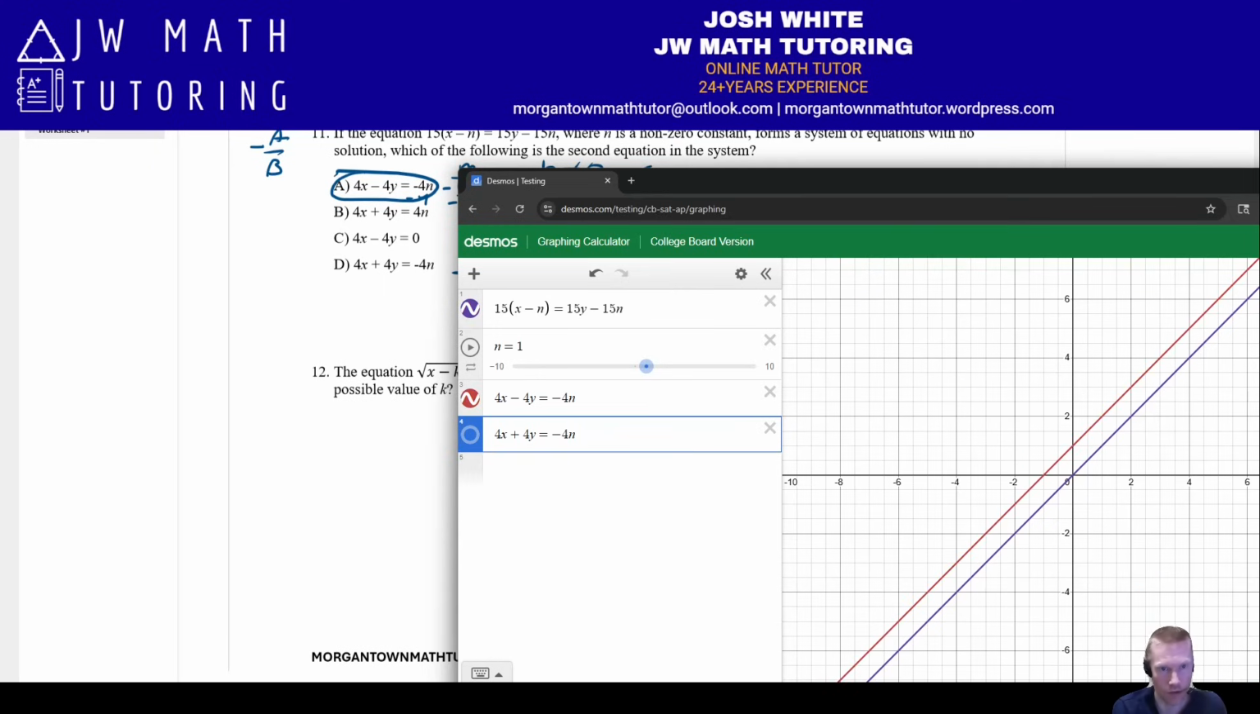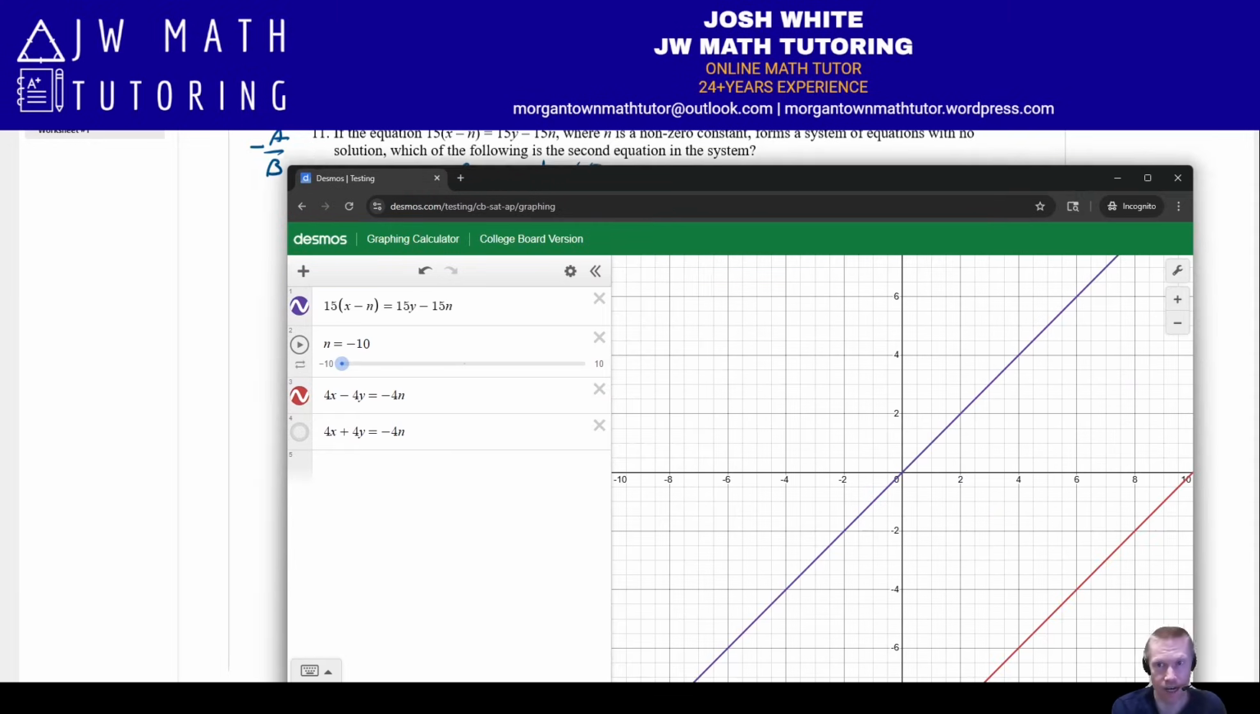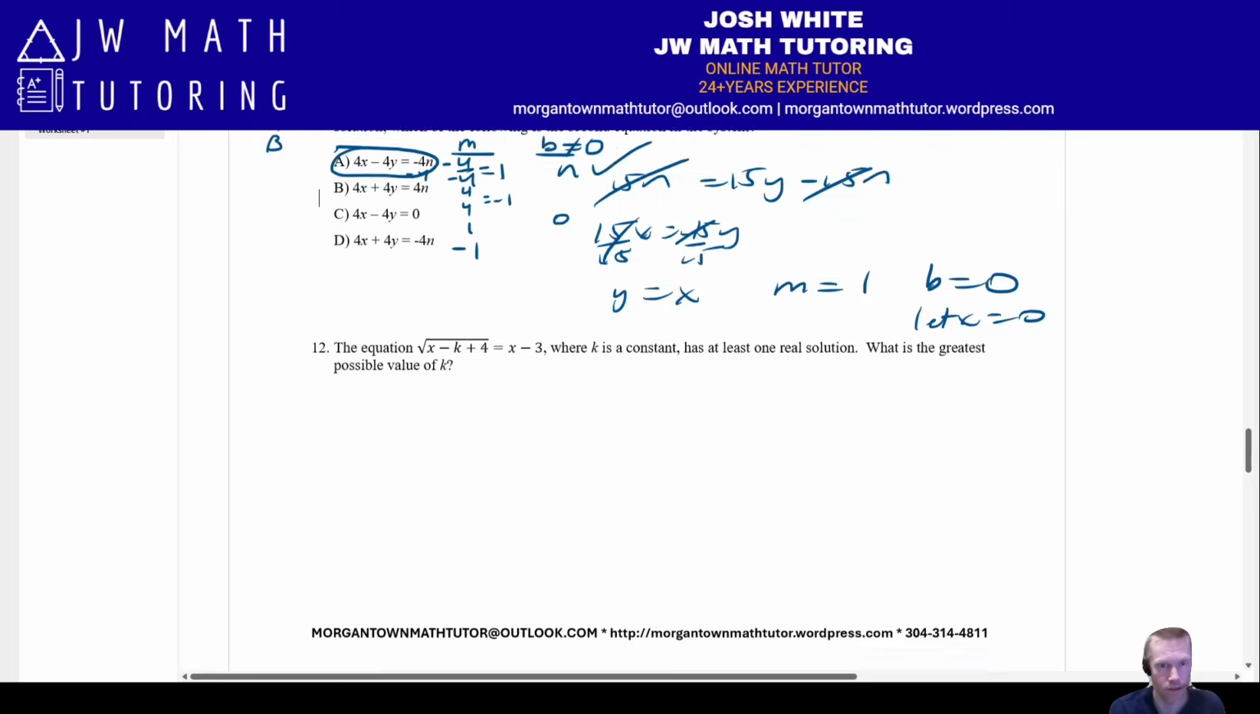Therefore, the correct answer here is going to be letter A. And it doesn't change. You can move n to whatever you want. It's still going to be parallel. It's only overlapping when it's 0, but we're told n is a non-zero constant.